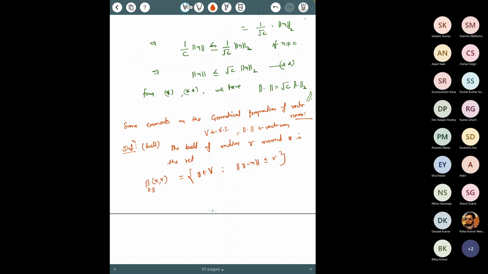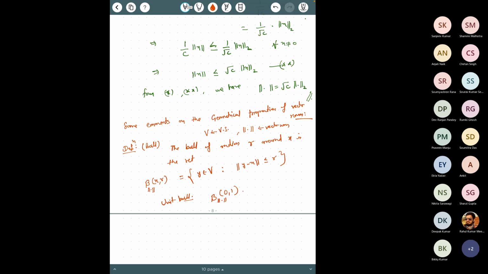And when the center is the origin 0 and the radius is equal to 1, then it is called the unit ball. So what is the unit ball? The unit ball is this one. This is the unit ball.